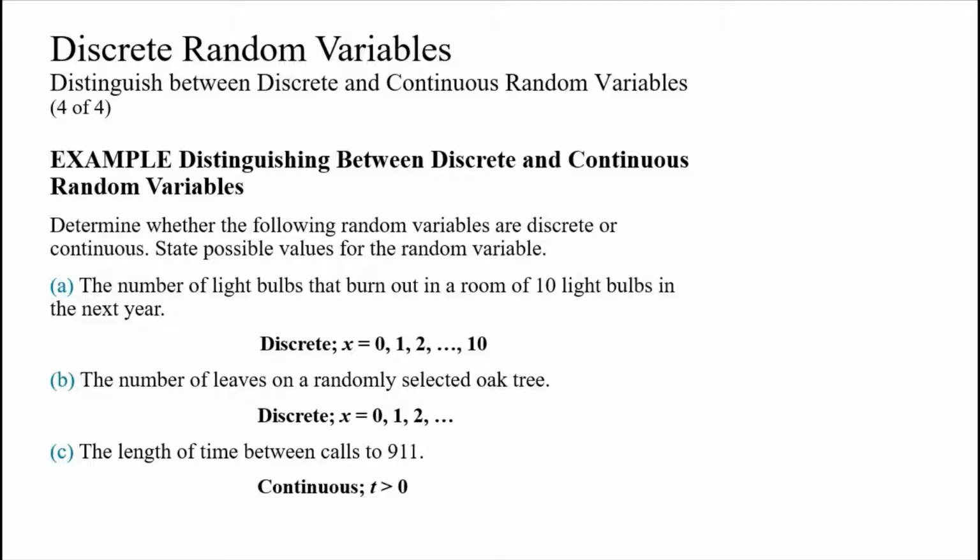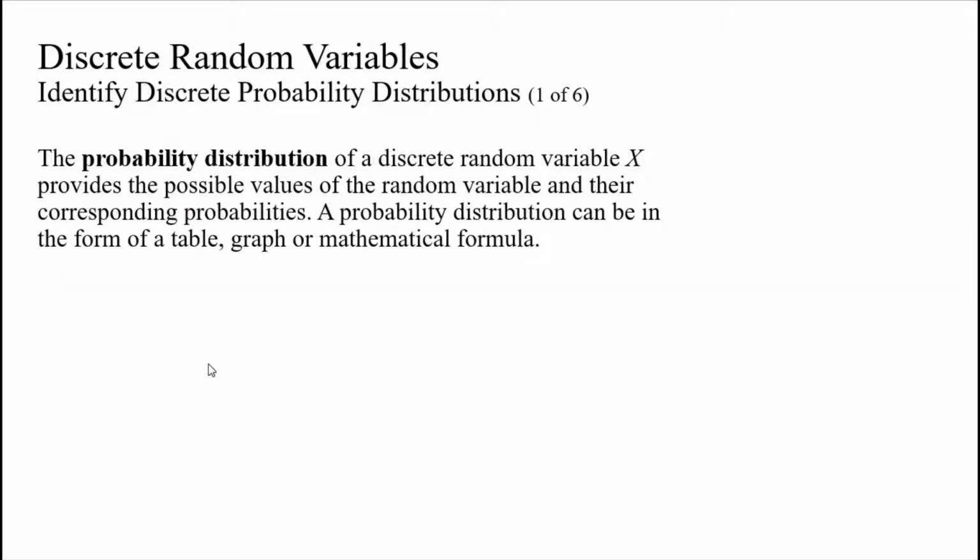The probability distribution of a discrete random variable X provides the possible values of the random variable and their corresponding probabilities. A probability distribution can be in the form of a table, graph, or mathematical formula. One form that we saw before is the relative frequency table. Relative frequency tables are usually probability distributions.